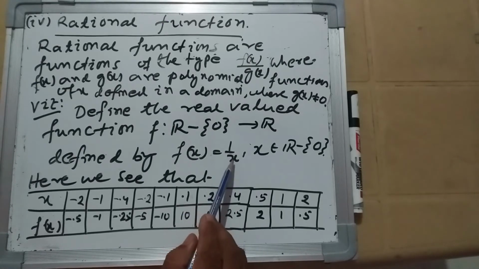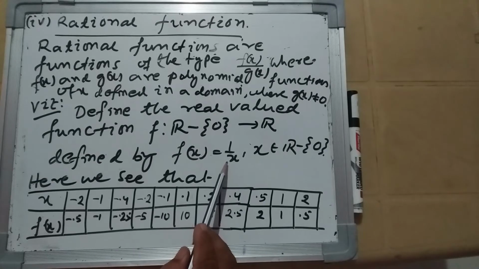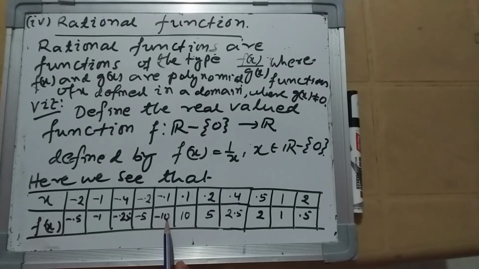That's why I took 0.1. If I put 0.1 here, this will be 10. If I put 0.2, this will be 5. If I put 0.4, this will be 2.5. And 0.5, 1 by 0.5 is 2, and 1 by 2 means 0.5. Similarly, if we go to the negative side, minus 0.1, this will be minus 10. Minus 0.2, it will be minus 5.